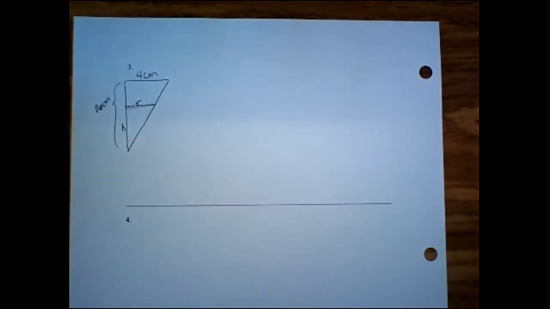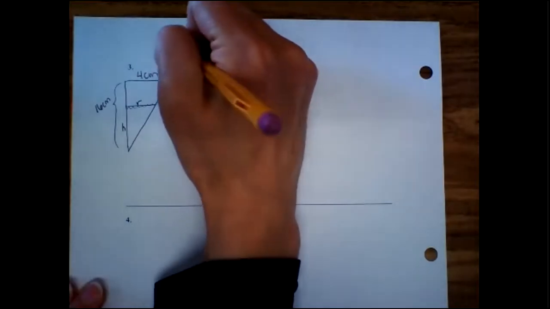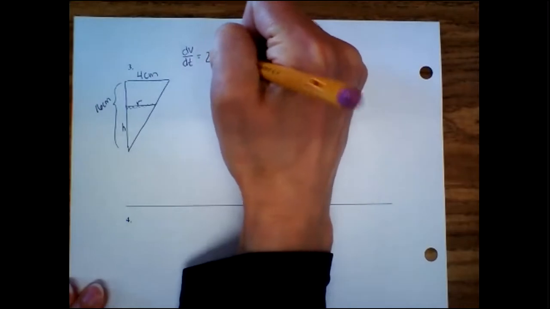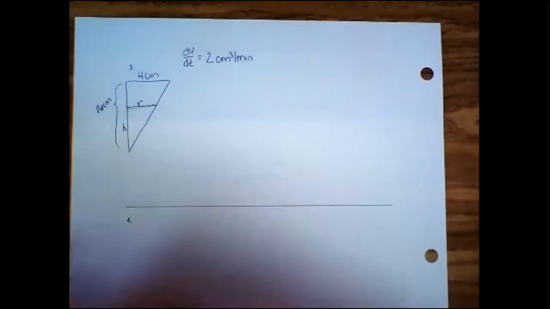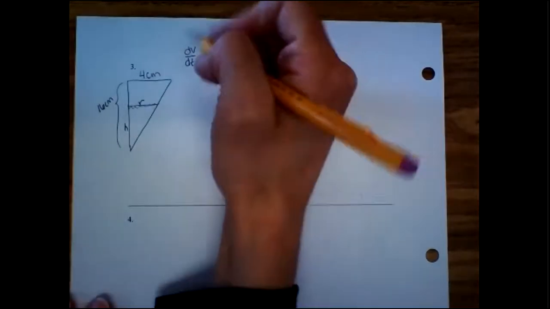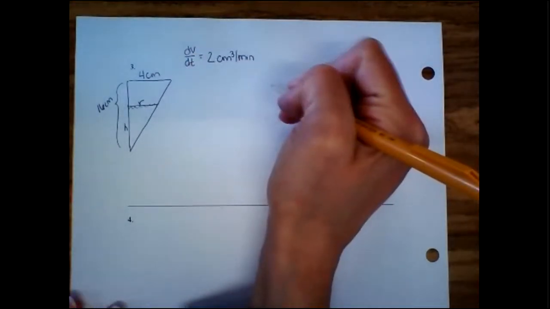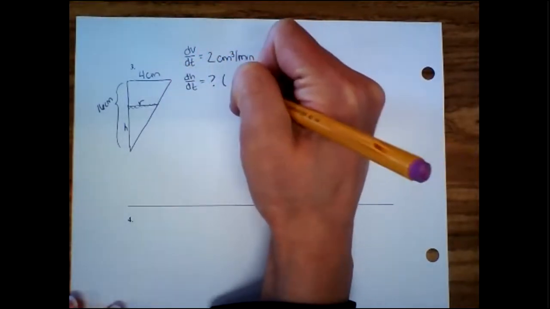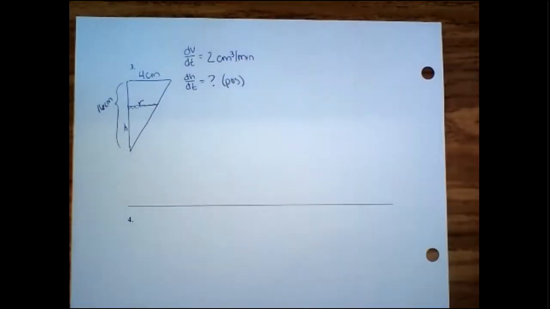Now they gave us the rate at which the water was flowing in. That's dV/dt, the rate of change for the volume. It was 2 cubic centimeters per minute. And again, that cubed is your hint that that's a rate for volume. We're asked, what is the rate of change of the depth of the water? They called it depth, but that's H for height. So what's our question mark value? Good, dH/dt. Should it be positive or negative? Positive, because it's filling up with water.